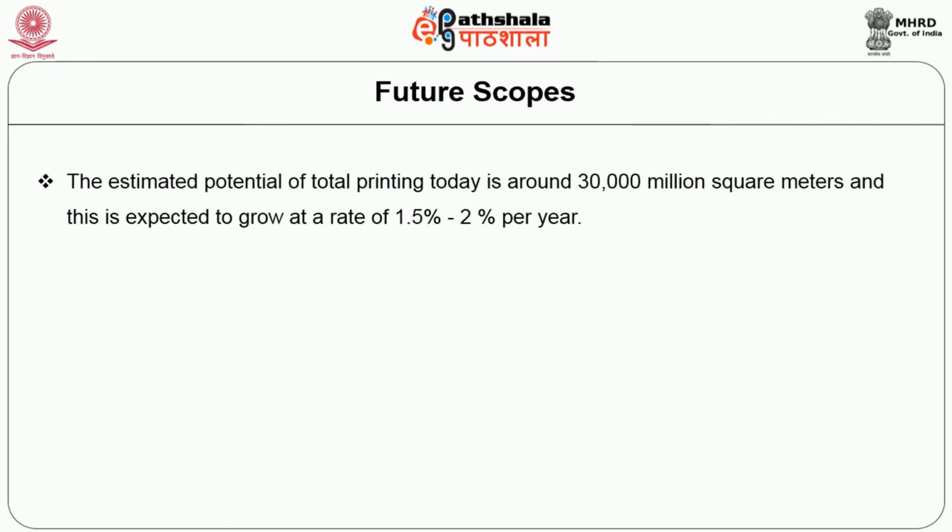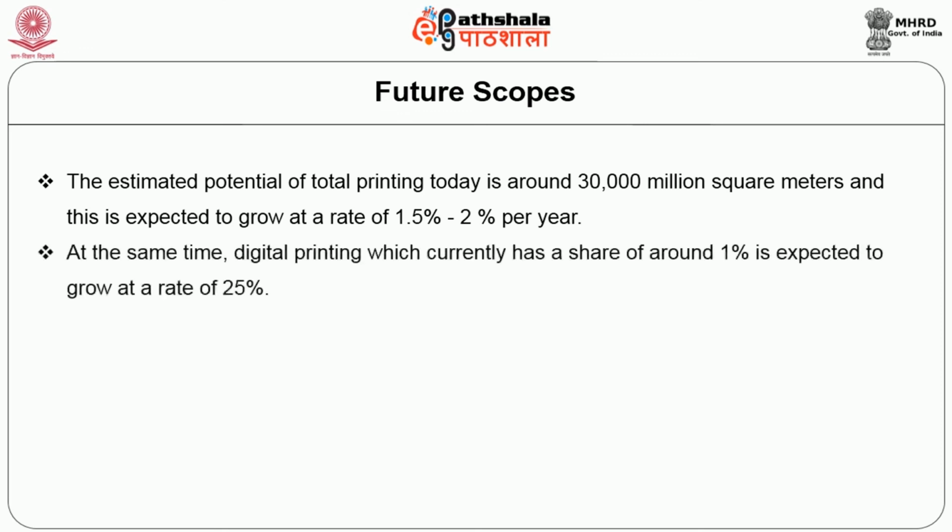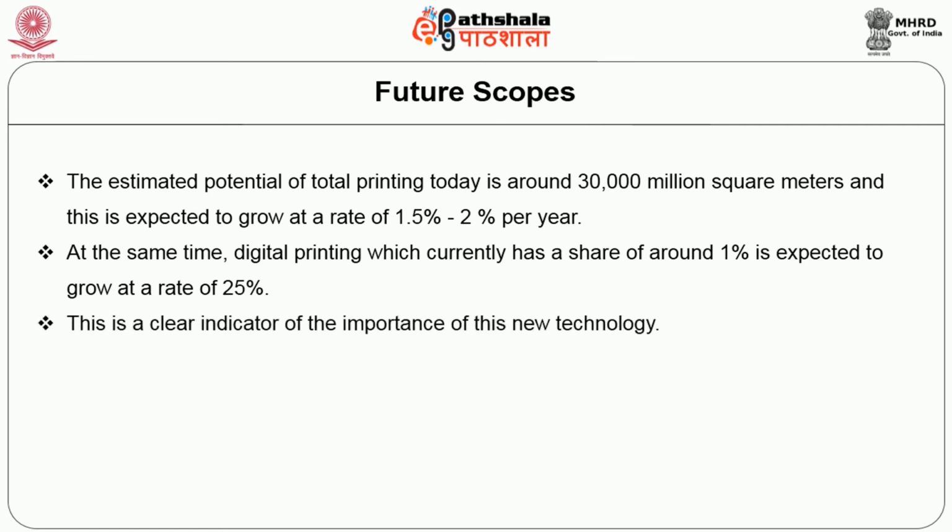The estimated potential of total printing today is around 30,000 million square meters and this is expected to grow at a rate of 1.5 to 2% per year. At the same time, digital printing, which currently has a share of around 1%, is expected to grow at a rate of 25%. This is a clear indicator of the importance of this new technology.